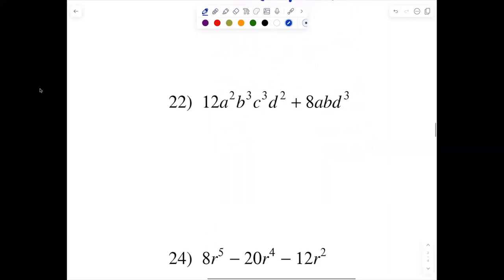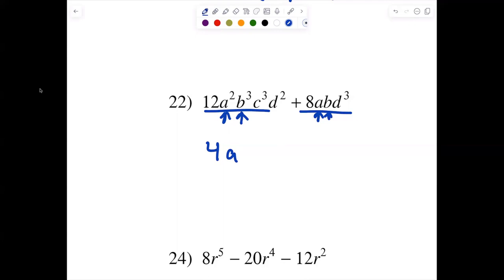AJ, go. 12 and 8. Come on, what's common with 12 and 8? 4. How many A's in the first bucket? 2, so it'd be 4A times A. No, I'm asking you, how many A's were common? You said an A. Now check out the B's. How many B's were common? There's 3 here. How many over here? So how many are common?